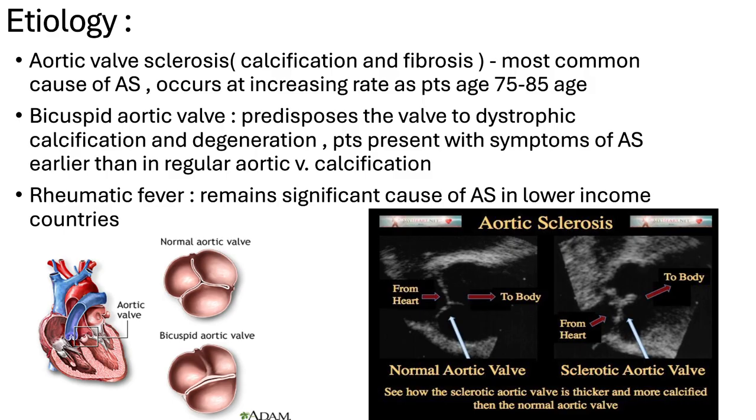And we have also another cause, which is rheumatic fever, which remains a significant cause of aortic stenosis in lower income countries. Here on the right side you have a transthoracic echocardiography picture of the aortic valve, showing the difference between a normal valve and aortic sclerosis. We can see here during aortic stenosis the valve's leaflets look thicker and more calcified than the normal valve.